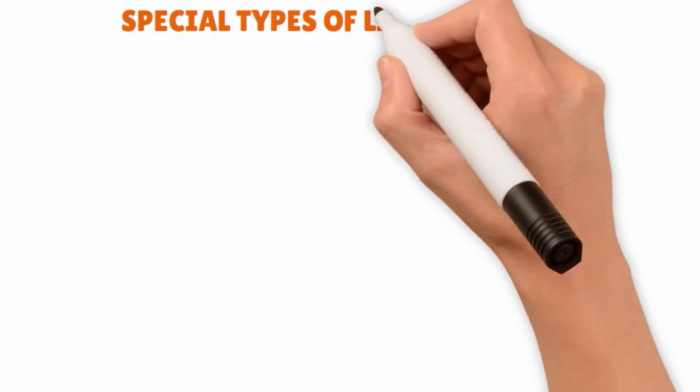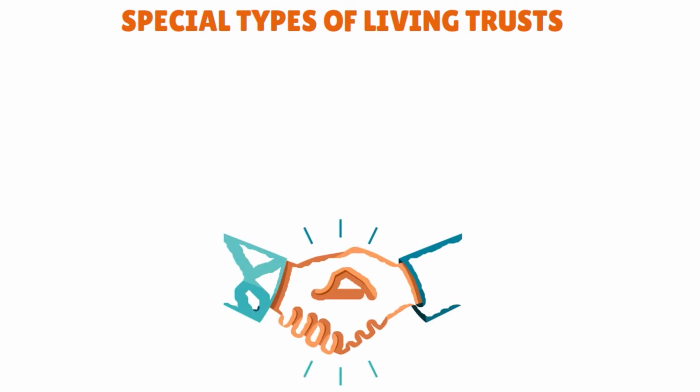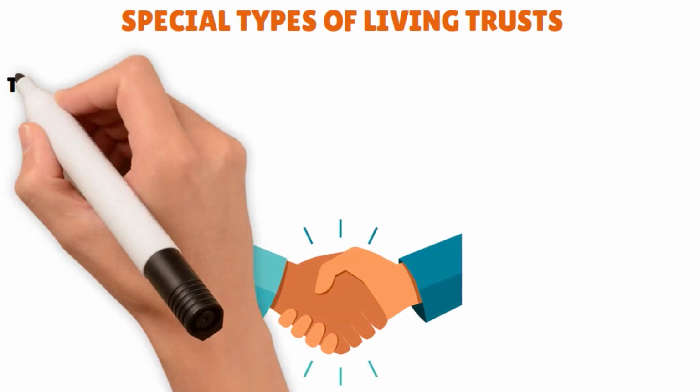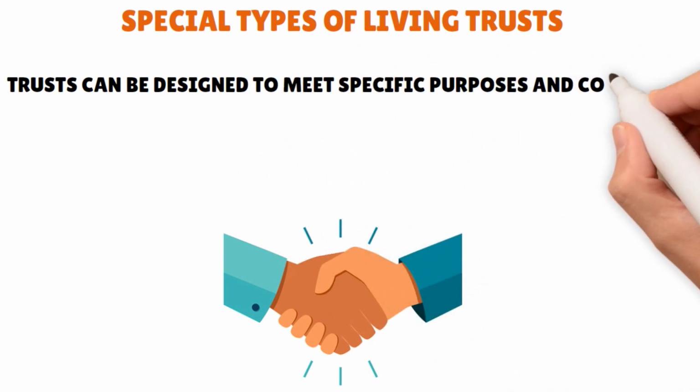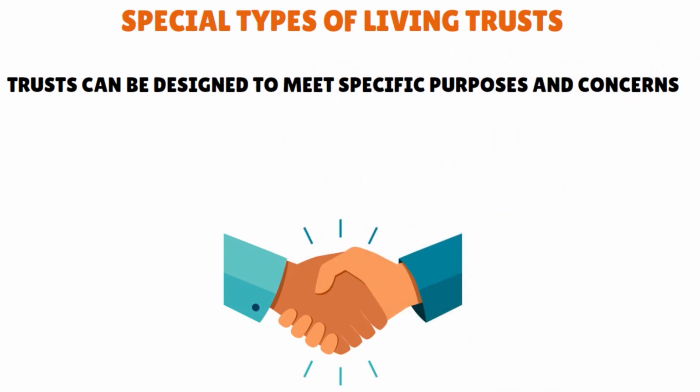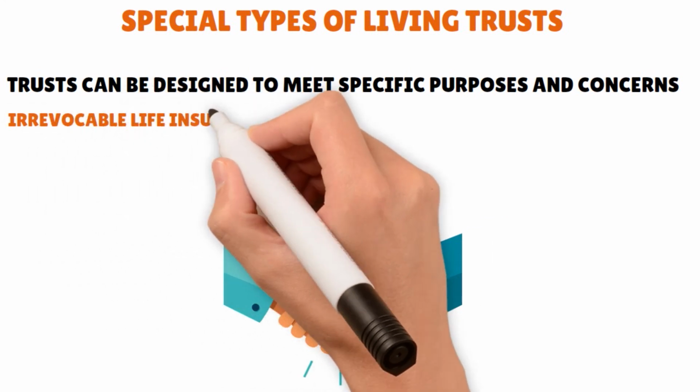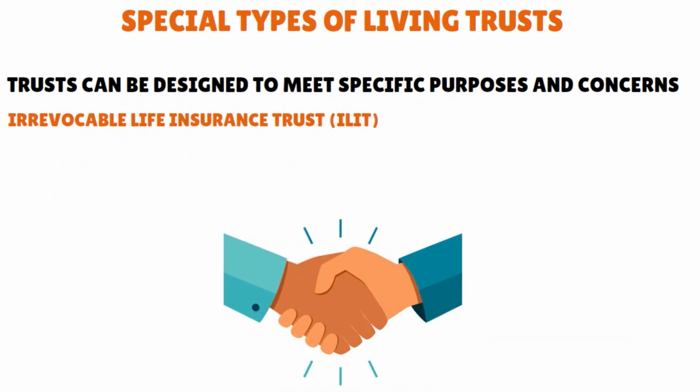Now let's talk about special types of living trusts. Trusts can be designed to meet specific purposes and concerns, right? I've already talked about it here. You have an irrevocable life insurance trust. This holds only an insurance policy on the trust maker's life. The policy is owned by the trust, so its proceeds are not generally included in the gross value of the decedent's estate for estate tax purposes.